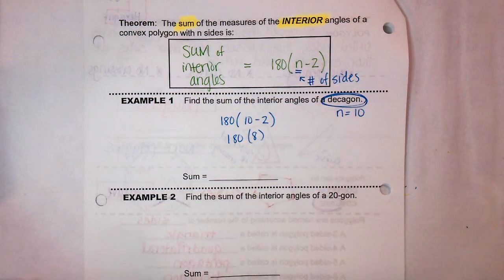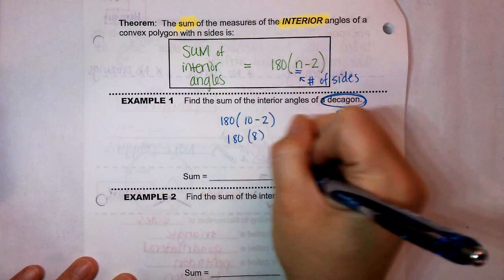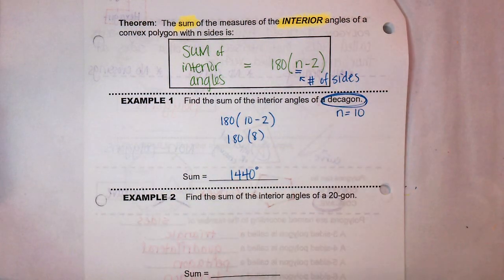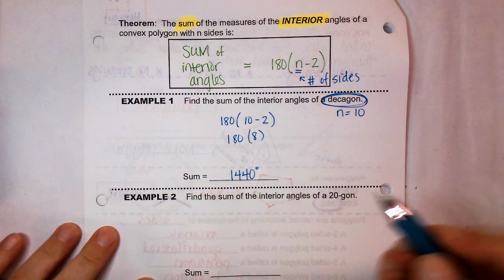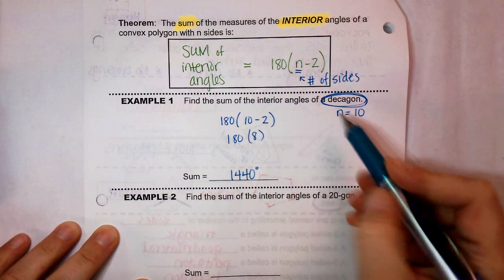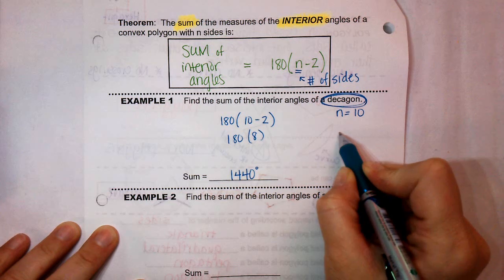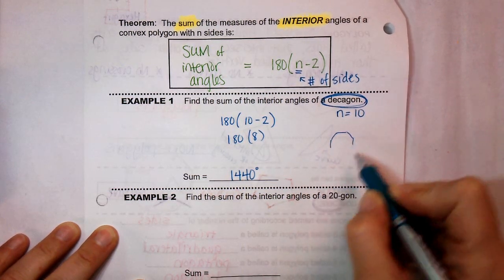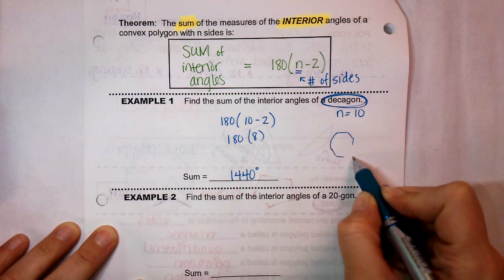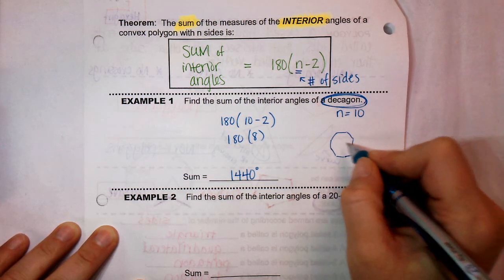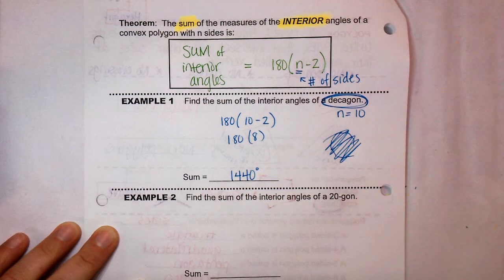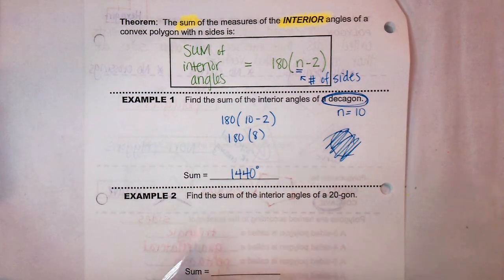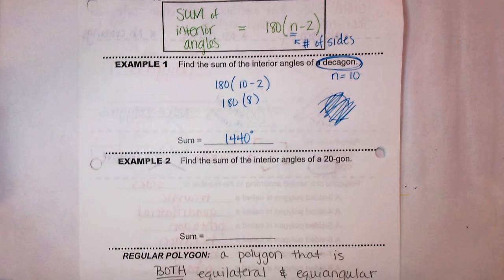I'm going to do 10 minus 2, which is 8, and then times 180. Hopefully you have a calculator. So 1,440 degrees for the sum. So all the angles of a decagon, 1, 2, 3, 4, 5, 6, 7, 8. Oh wow, that's horrible. Okay, so 10 sides, whatever shape it looks like, it's going to have 1,440 degrees on the inside of its shape.